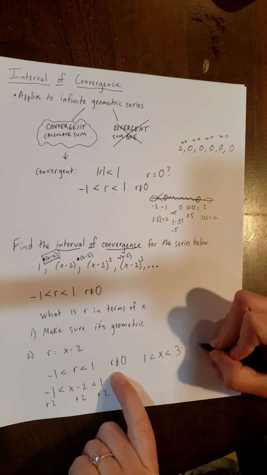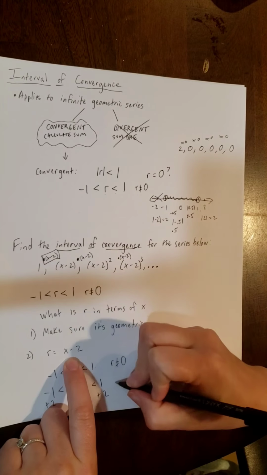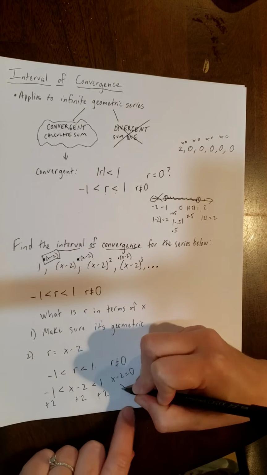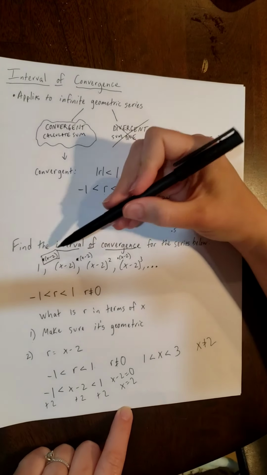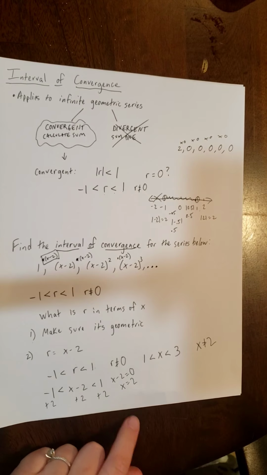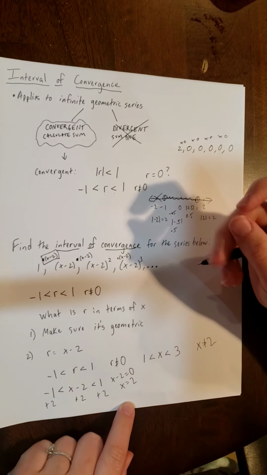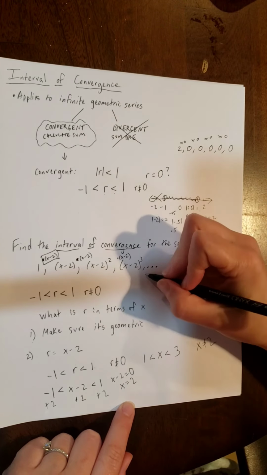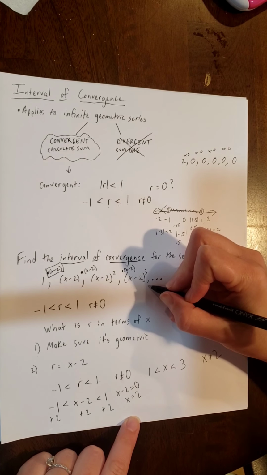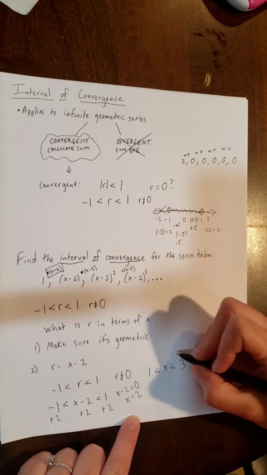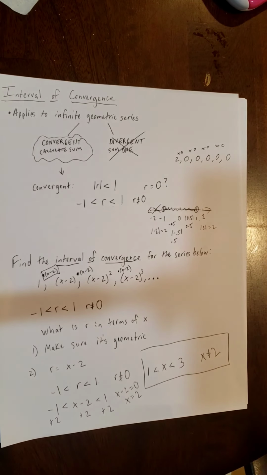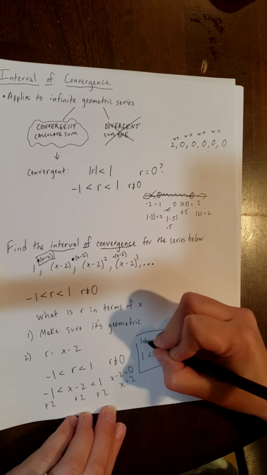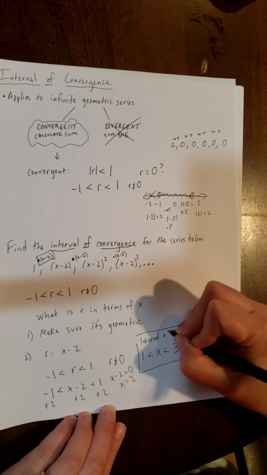Now, when does r equal 0? When does x minus 2 equal 0? When x is 2. So x can't be 2, because if x is 2, then our common ratio would be 0, which is not allowed. So the interval of convergence means this series will be an infinite convergent series when x is greater than 1, but less than 3, and x can't be 2. So this is its interval of convergence.